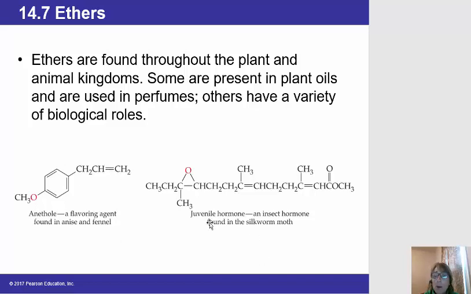And then this juvenile hormone is an insect hormone found in the silkworm moth. So here's our ether functional group. And it's also fun to identify other functional groups. So here we have our alkene double bond, another alkene double bond, and then an ester functionality. This carbonyl carbon is singly bonded to an oxygen, which is then bonded to another alkyl group.